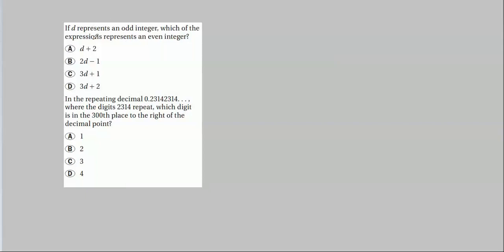So 3 and 2 is 5. That's not even. 2 times 3 is 6, plus 1 is 7. Well, that's no good. 3 times 3 is 9, plus 1 is 10. Well, that could work. 3 times 3 is 9, plus 2 is 11. So I would say C.